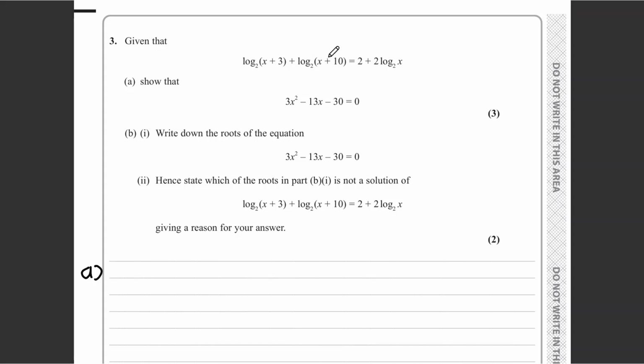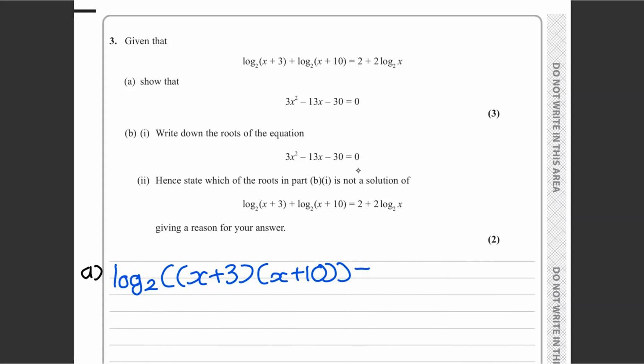Remember, when you have two logs that are adding together, you can combine them into one log by multiplying what is inside the log functions. So we can write this as log base 2 of x plus 3 multiplied by x plus 10, like this here, because we've got these two logs added together.